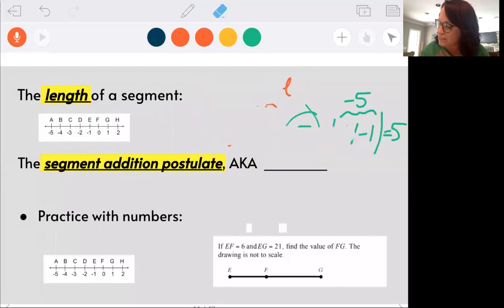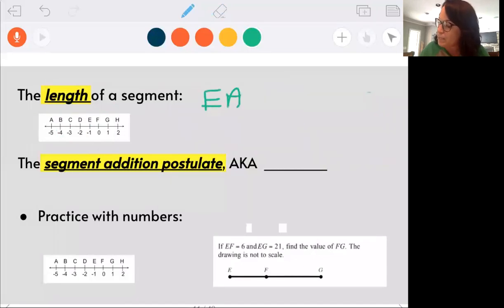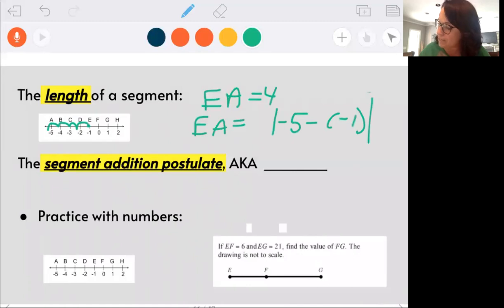So if I were to ask, and again, you should be writing this in your notes, let's go EA. Without any symbol over the top, it's a number, it's length. Well, I would just hop on E and start counting your hops. 1, 2, 3, 4. 4. Now, if you like to do what the book does, it's equal to the absolute value of -5 minus -1, which is -5 plus 1, which is -4 in absolute value. That's 4. Hop. It's easier.